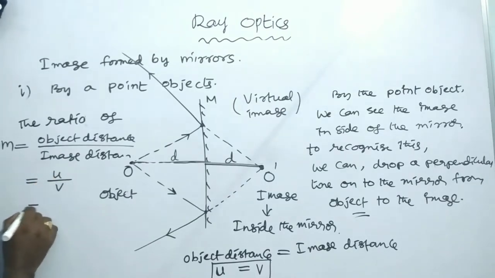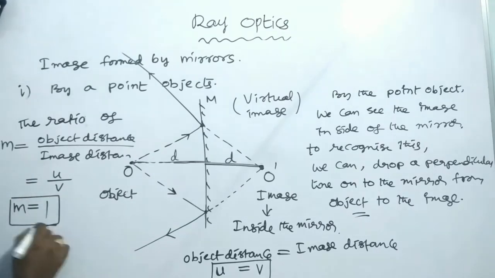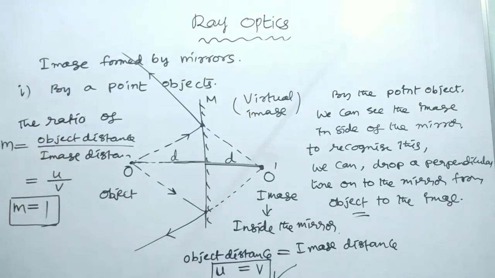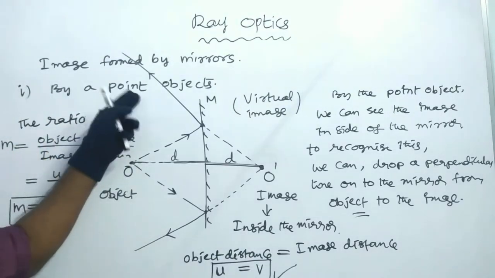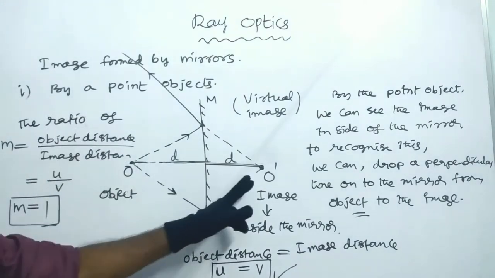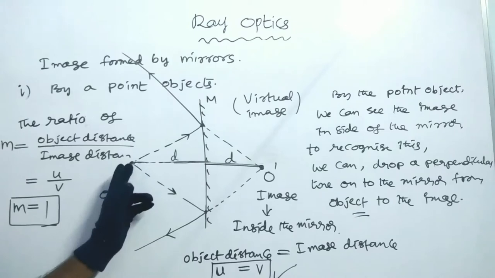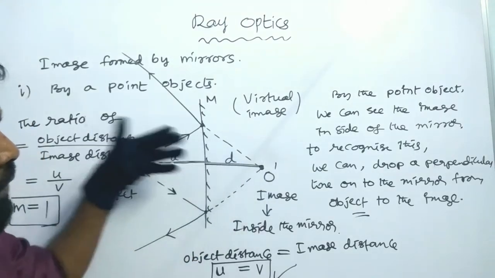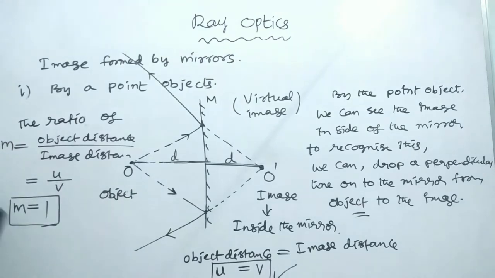Right? So in case of plane mirrors, this can be equal to 1. So u is equal to v always. Right? Keep this in your mind. The object distance is equal to the image distance for point objects. We have to locate the image, then we have to draw the normal line from the object to the image onto the mirror. So this is the basic sense you have to remember.